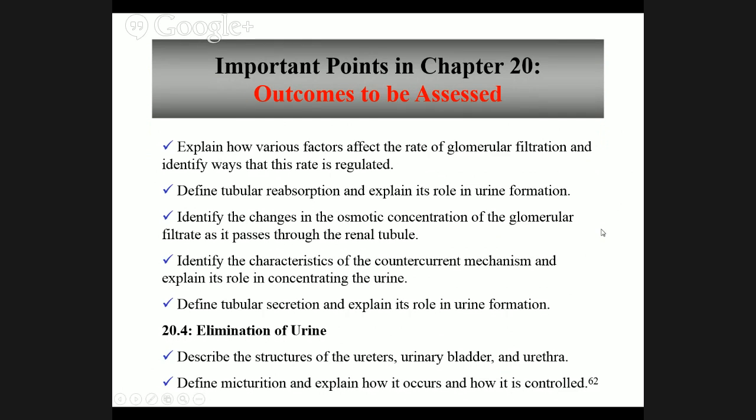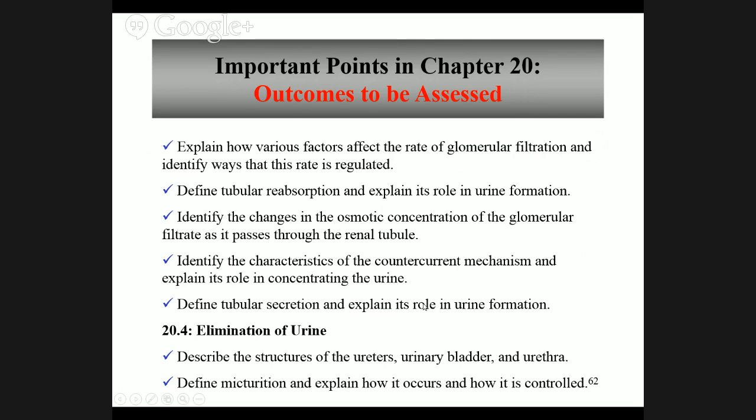Explain how various factors affect the rate of glomerular filtration and identify ways that this rate is regulated. Define tubular reabsorption and explain its role in urine formation. Identify the changes in the osmotic concentration of glomerular filtrate as it passes through the renal tubule. Identify the characteristics of the countercurrent mechanism and explain its role in concentrating the urine. Define tubular secretion and explain its role in urine formation.